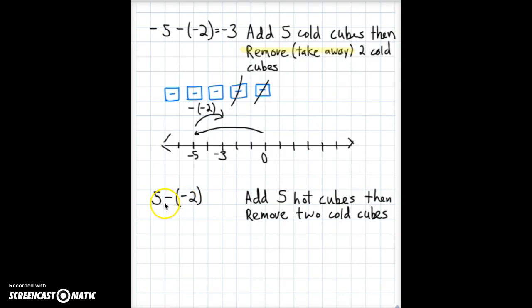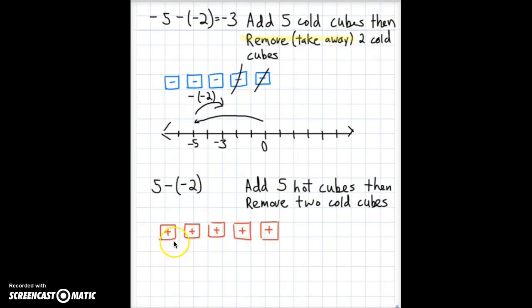So let's start by adding 5 hot. Okay, we've got our 5 hot. But here is what makes this problem a little bit more complicated. If we have to take away 2 cold, there's no cold to take away. How do we get some cold in this diagram to take away? We use 0 pairs.